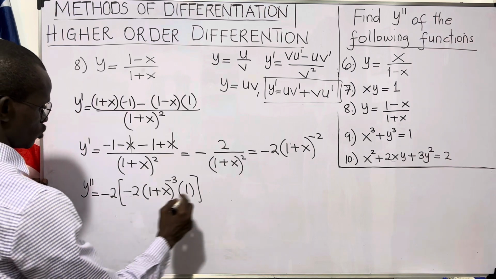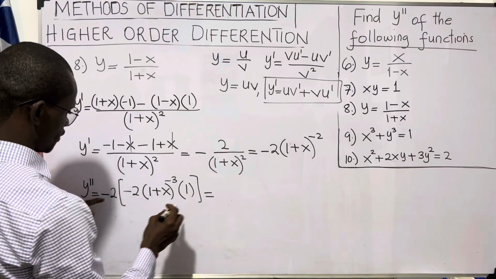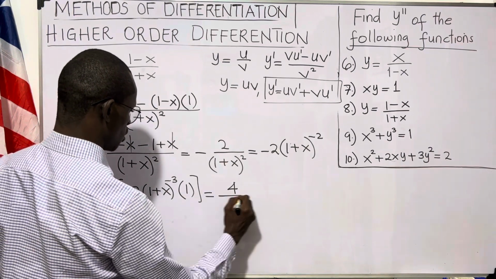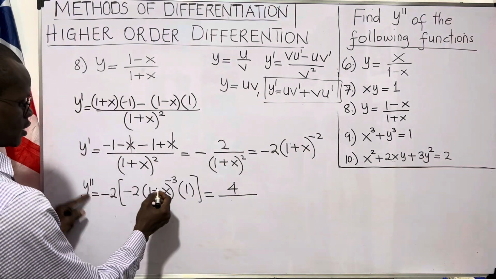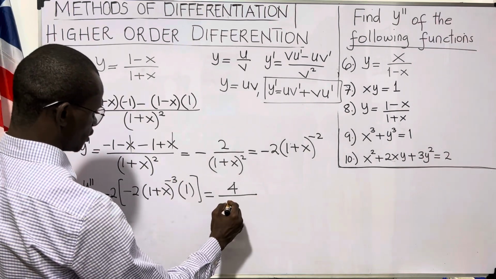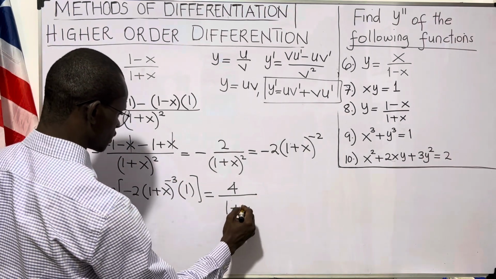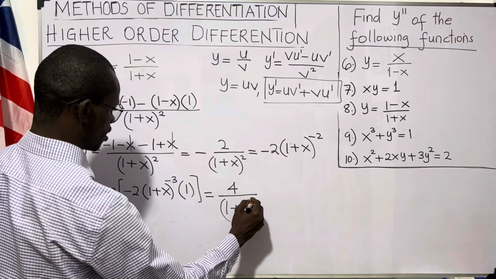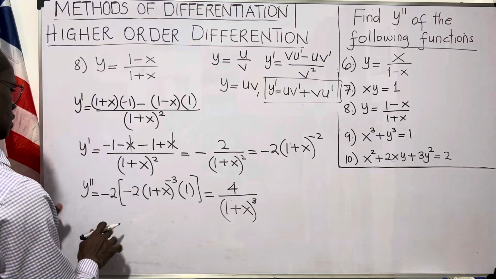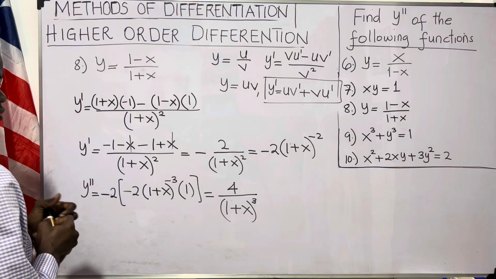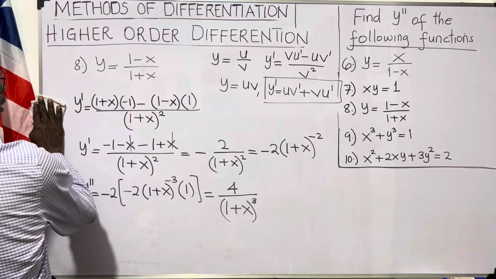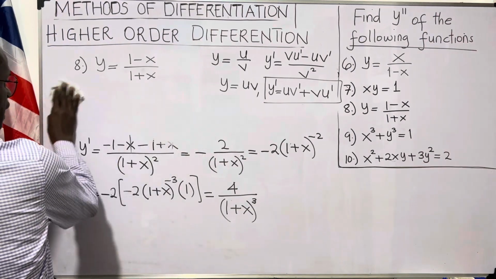Right? So we simplify now. We have negative times negative is positive, so it's 4 all over 1 plus x. This 3 is negative, so we can send it to the denominator, and it will be 1 plus x raised to the power positive 3. So that is it for that expression. So we do the second to the last problem.